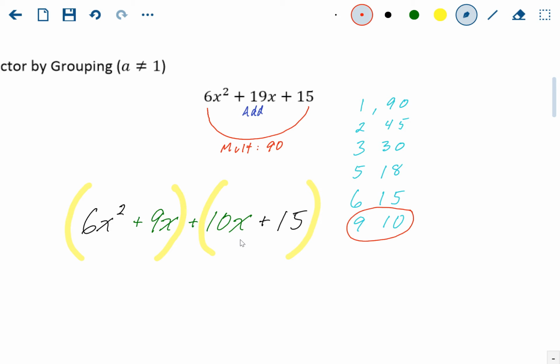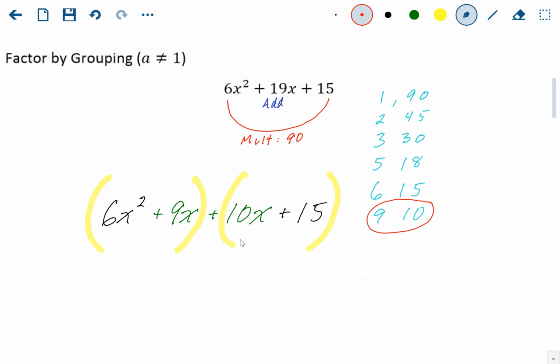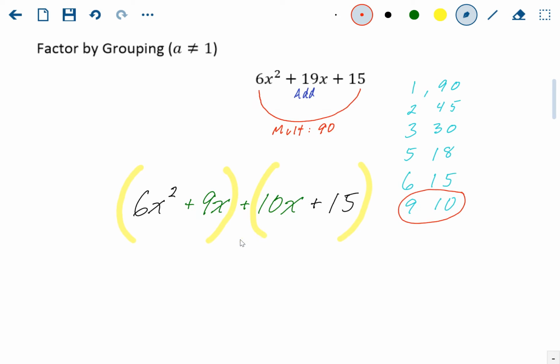Find the GCF of each group. The GCF of the first group, 6x squared plus 9x: the biggest number that goes into 6 and 9 is 3, and each term also has at least 1 x. So we'll take out 3x. Now we're left with 6x squared divided by 3x, which is 2x, and 9x divided by 3x, which is 3.